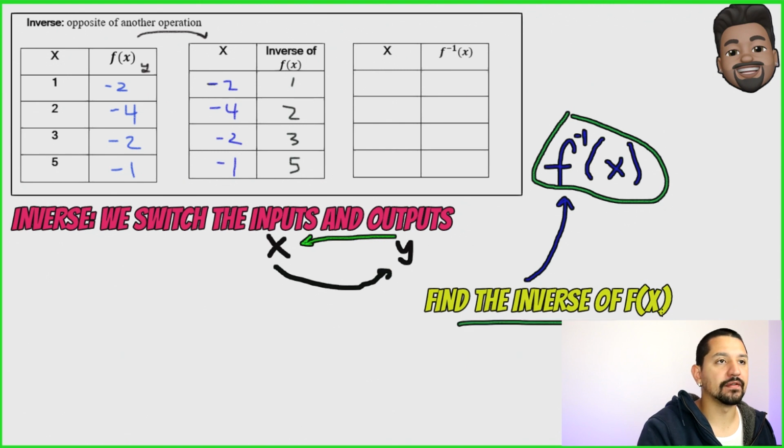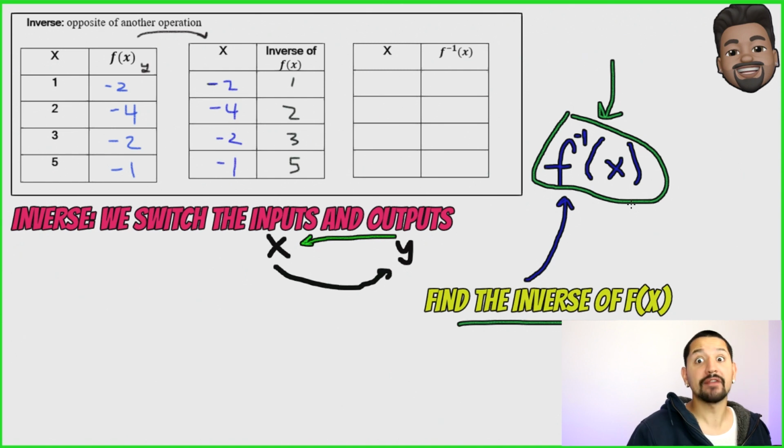Find the inverse of f of x. That's basically a shortcut, and we'd rather do this so that we don't have to write "find the inverse of f of x" every time. I can just say find this, and that means you better find the inverse.